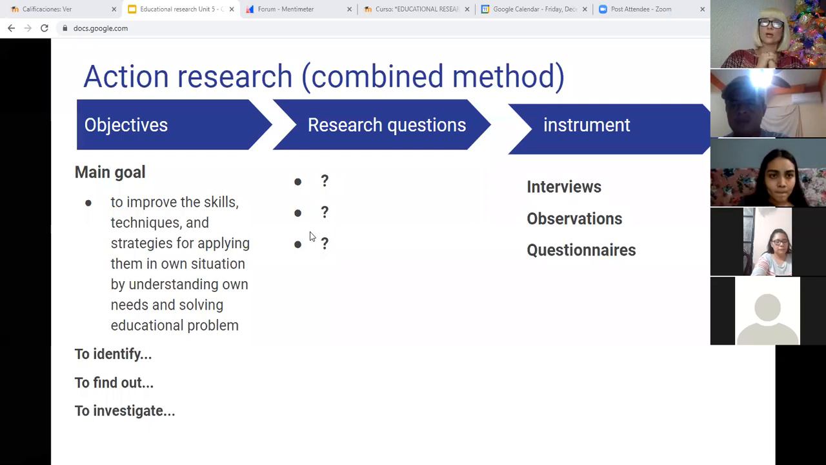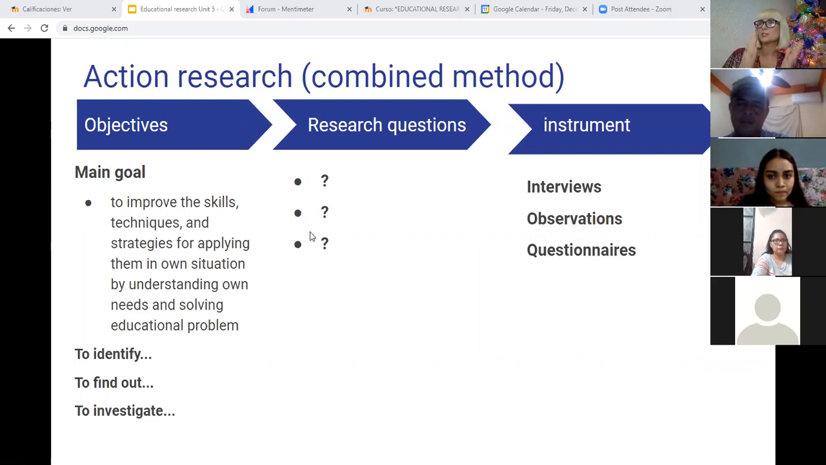For example, the question, are my students going to understand how to pronounce the words, or how understand the present simple tense, okay? Or did my students like the class? I mean, did my students like the strategy?